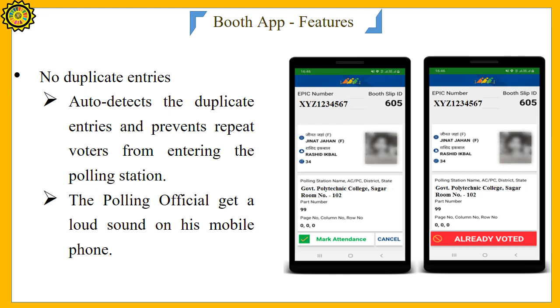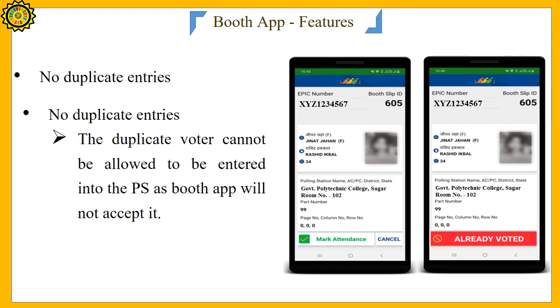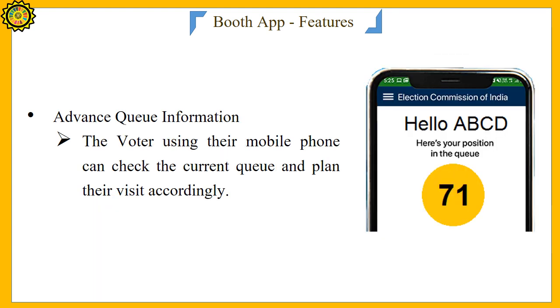No duplicate entries. It auto-detects the duplicate entries and prevents repeat voters from entering the polling station. The polling official gets a loud sound on his mobile phone. The duplicate voter cannot be allowed to enter the polling station as Booth app will not accept it. Advanced queue information. The voter using their mobile phone can check the current queue and plan their visit accordingly.